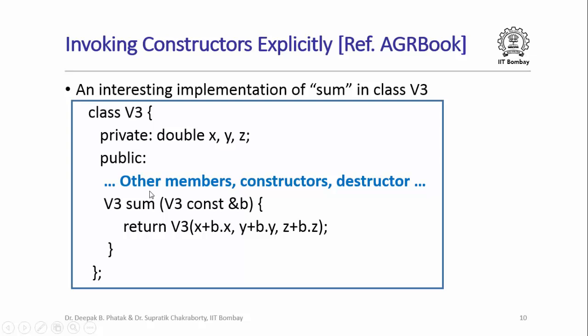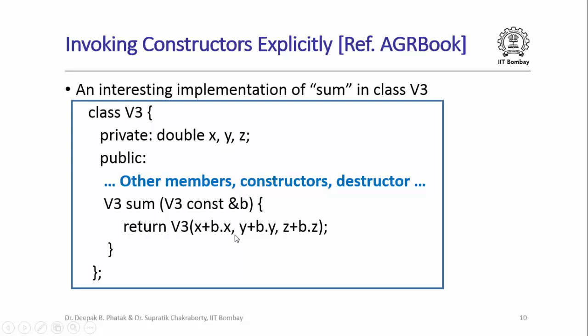Here's an interesting implementation of the member function sum using an explicit constructor invocation in the class V3. This example is taken from AGR book. So recall that in the class V3, we also needed to define a public member function sum, which was supposed to add the x, y, and z components of the object on which it has been called to the x, y, and z components of a V3 object that we pass to the member function as a parameter. So here is one interesting way of doing it.